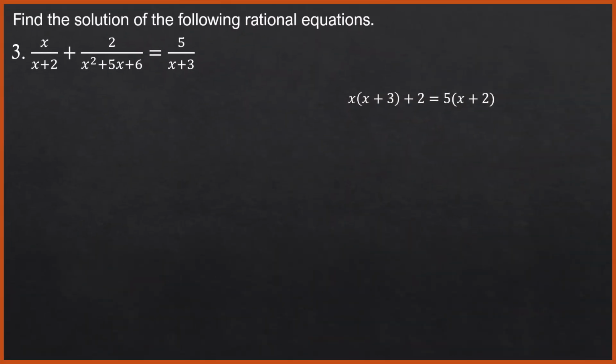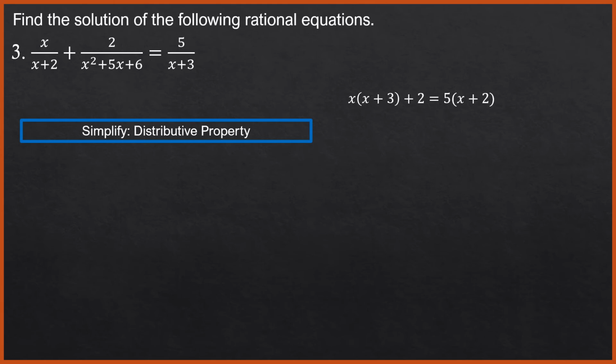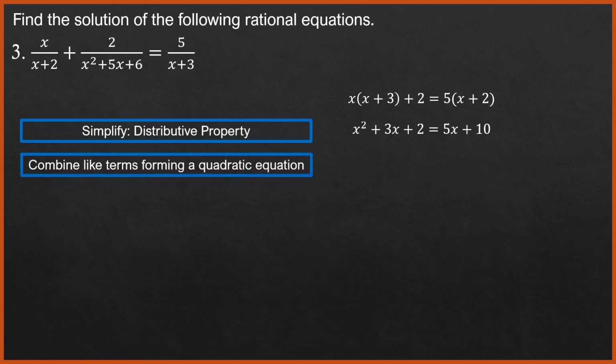To continue, we have x times the quantity of x plus 3 plus 2 is equal to 5 times the quantity of x plus 2. Then we simplify by applying distributive property. So we have x squared plus 3x plus 2 is equal to 5x plus 10. Then we combine like terms forming a quadratic equation. So we have x squared minus 2x minus 8 is equal to 0.